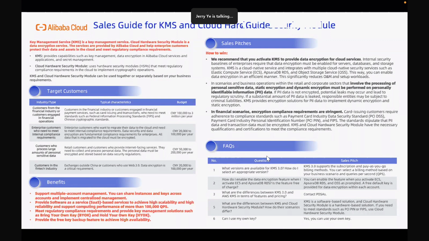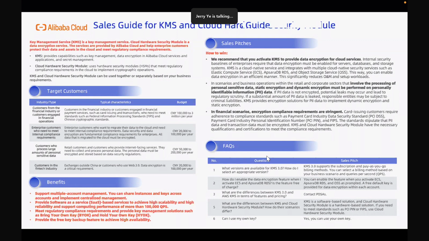The first one, the customer says, okay, I need encryption at rest, or I need sensitive data encryption. Then you can recommend the software edition KMS to the customers. Second scenario, the customer says, okay, I need KMS, but I also need to meet the requirements of FIPS.